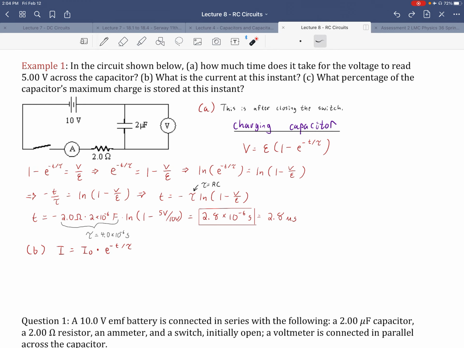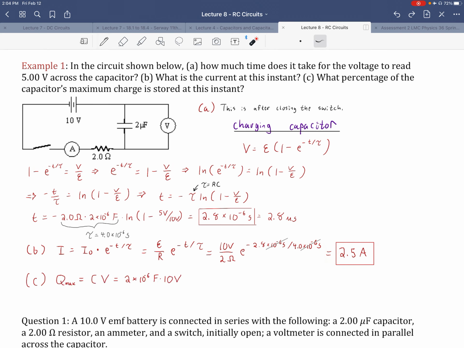In B, what is the current at this instant? Well, now we don't have to solve for t. We can simply plug t in. In this case, because we're charging a capacitor, our initial current is the EMF divided by the resistance. And then we plug in all our respective values, 10 volts, 2 ohms. We plug in the time that we solved from part A. We plug in our time constant. The 10 to the negative 6 cancel out, so we have a nice exponent that's just negative 2.8 divided by 4. And there's our value, 2.5 amps.